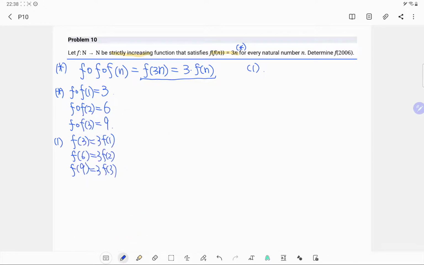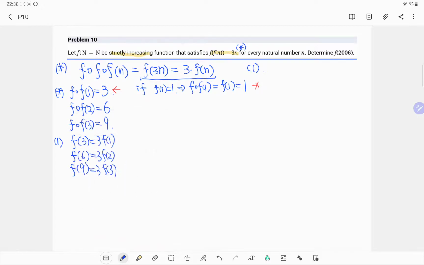Let me guess. If f(1) equals 1, then f(f(1)) should be f(1), which is 1. However, here we have f(f(1)) should be 3. So this conflicts with what we derived here. So f(1) cannot be 1.